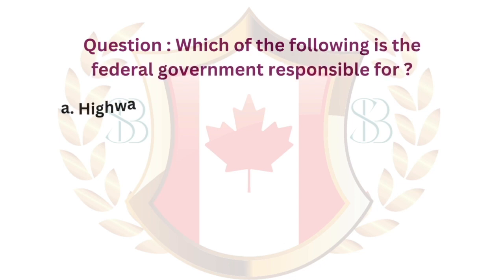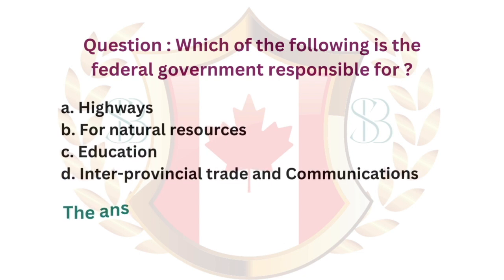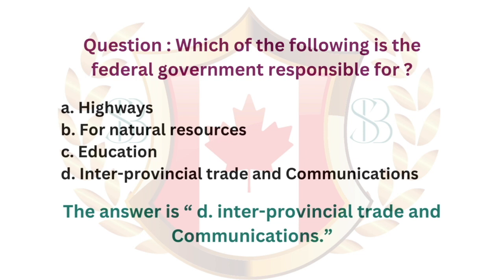Question. Which of the following is the federal government responsible for? A. Highways. B. Natural resources. C. Education. D. Interprovincial trade and communications. The answer is D. Interprovincial trade and communications.